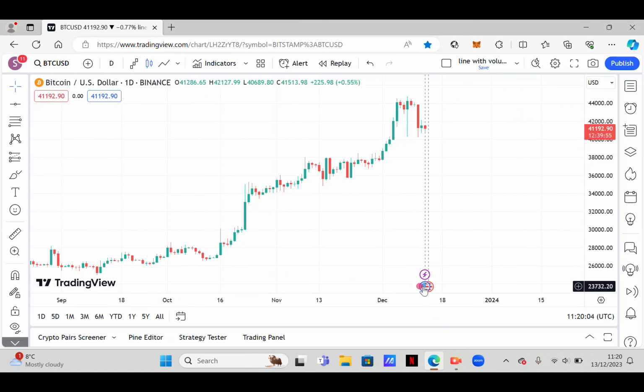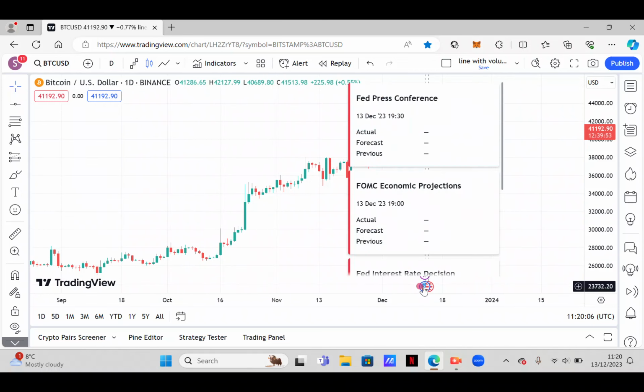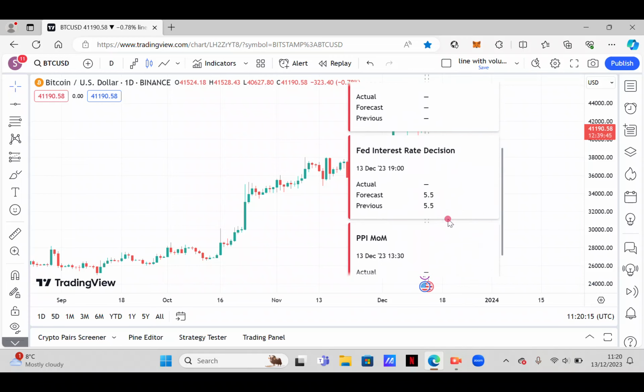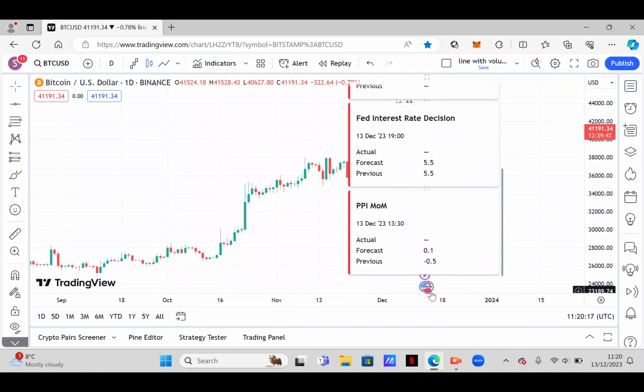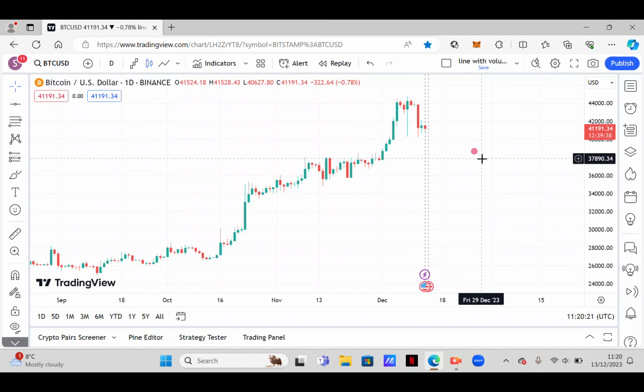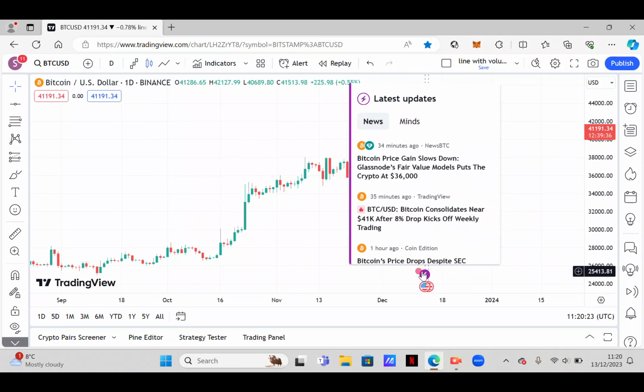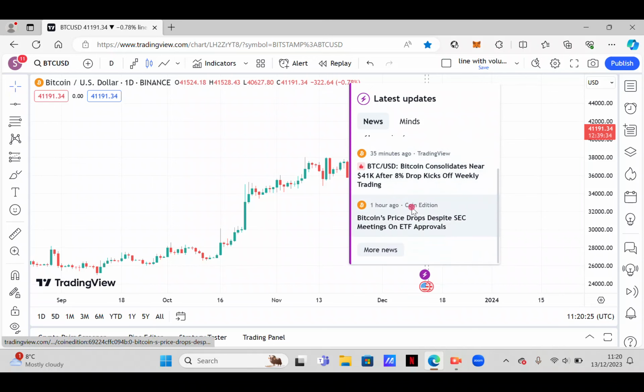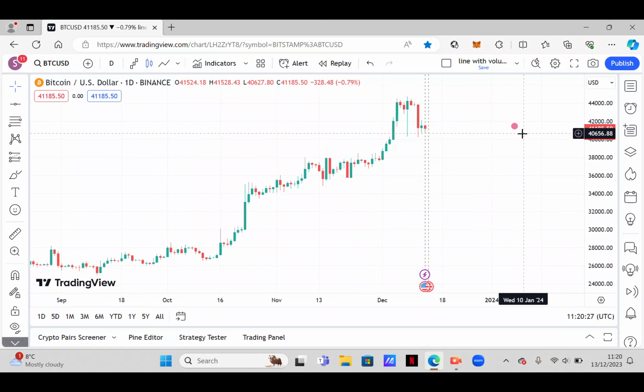So firstly, these are events. Okay, you click on them. They are future events like the Fed press conference, economy projections, and so on. And you can scroll down. Those are very important because it's all event driven. Okay, retail sales, and so on, some have more importance than others. And here you can get all the news and information. Okay, you can open them.